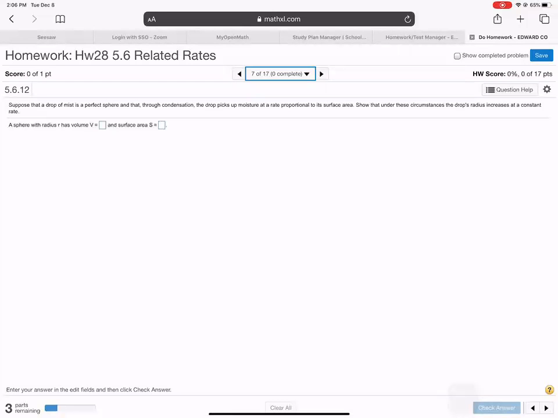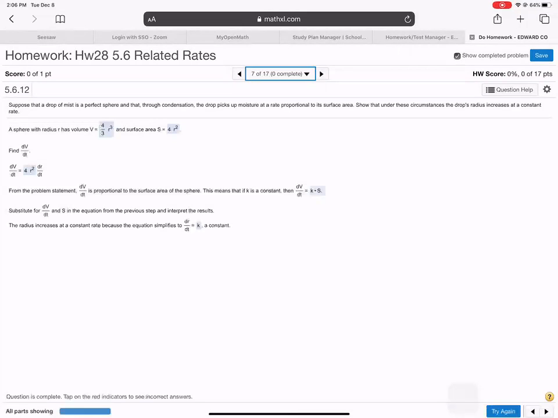Okay, so number 7 for the related rates problem. Suppose a drop of mist is a perfect sphere and that through condensation, the drop picks up moisture at a rate proportional to its surface area. Show that under these circumstances, the drop's radius increases at a constant rate. Okay, let's go ahead and throw the answer up just so we have it.